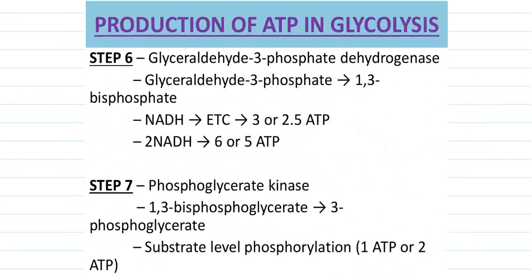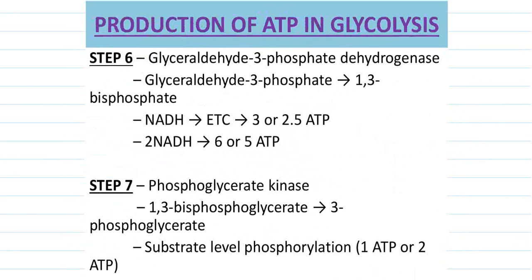Now energy production in step 6: the glyceraldehyde phosphate dehydrogenase enzyme releases NADH during the process, where glyceraldehyde phosphate is phosphorylated to form 1,3-bisphosphoglycerate and also oxidized. This NADH enters the mitochondria through the malate aspartate shuttle and participates in the electron transport chain, and by oxidative phosphorylation it produces around 3 or 2.5 ATP. 3 ATP is produced as per the older calculation, and as per the new calculation it produces around 2.5 ATP. So a total of 2 NADH are produced from the 6 carbon glucose, forming 6 or 5 ATP.